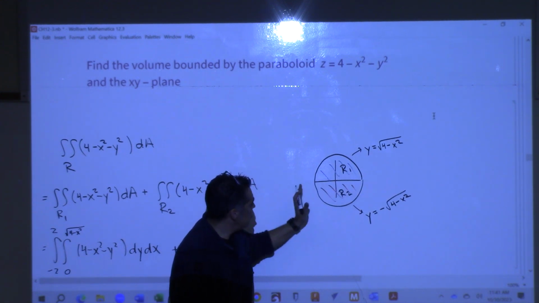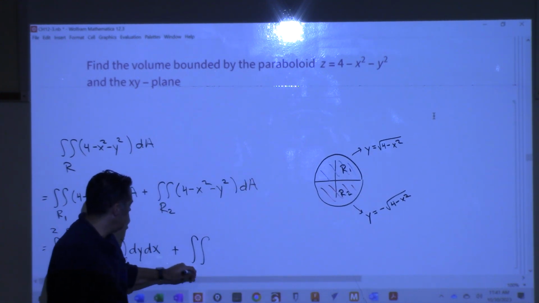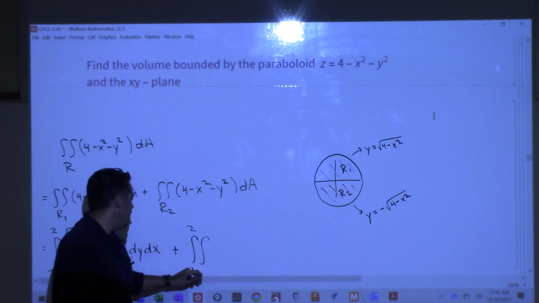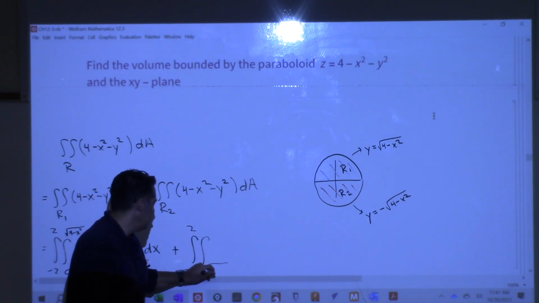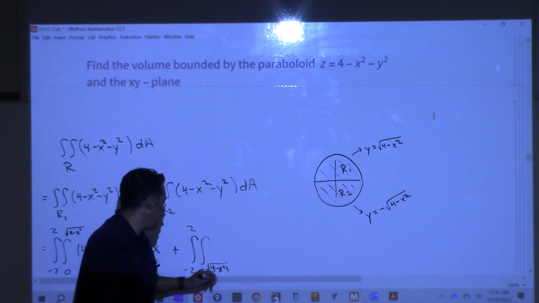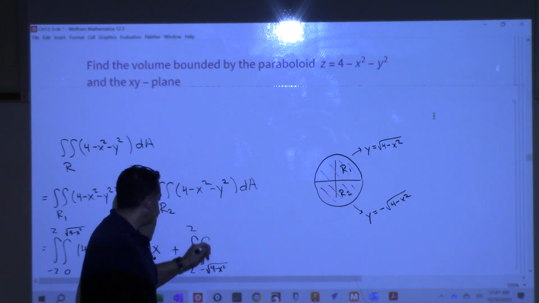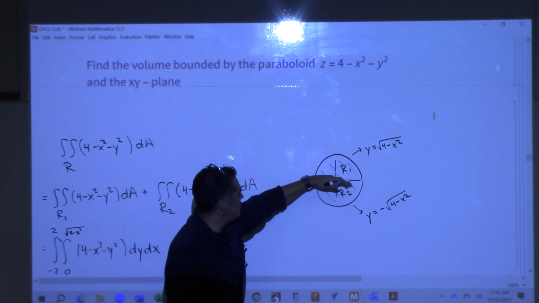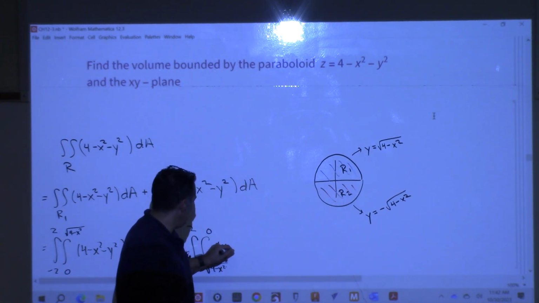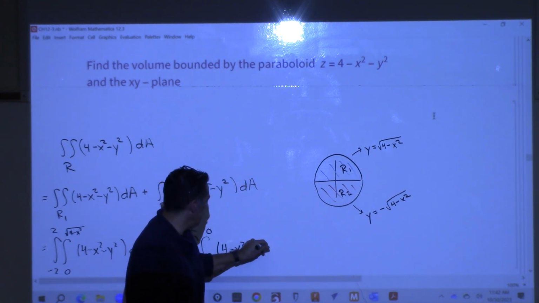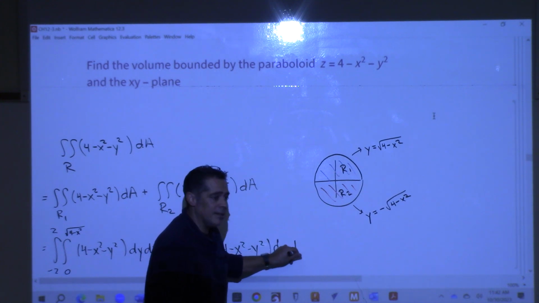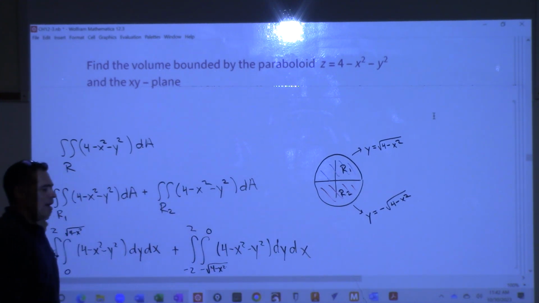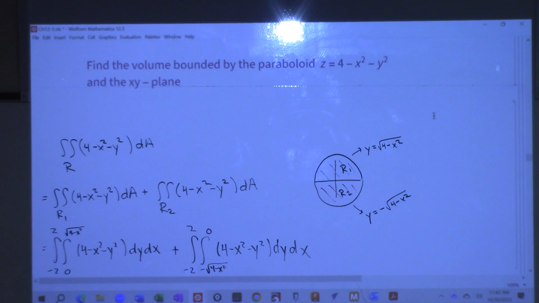So your restrictions are still between negative 2 and 2. Restrictions on y now are between negative the square root of 4 minus x squared and 0, right? So that's from here to here. And then 4 minus x squared minus y squared dy dx. Okay. I'm arguing polar was much better, yes? Yes. But in this particular problem, you could force Cartesian. You could forcibly make it happen.